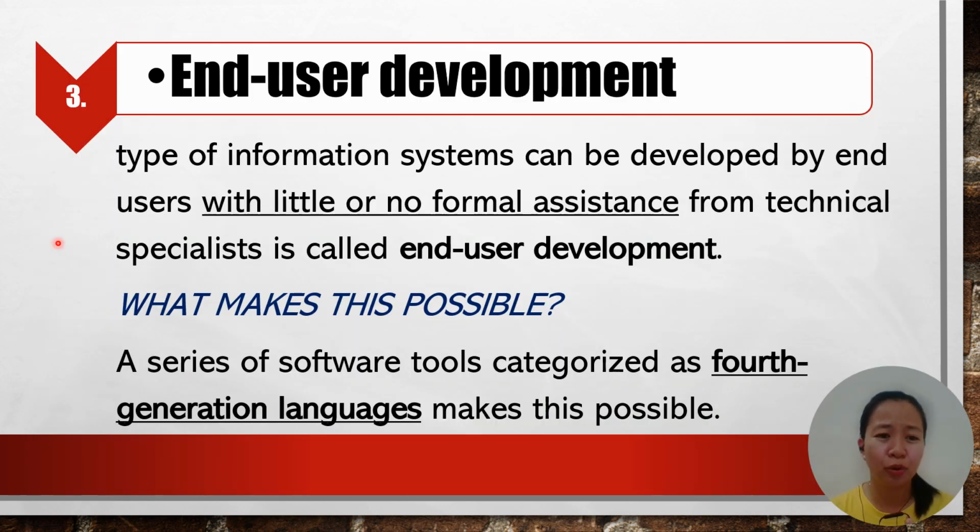So another approach is end user development. This type of information system, which can be developed by end users with little or no formal assistance from technical specialists, is called end user development. So what makes this possible? A series of software tools categorized as fourth generation languages makes this possible. So familiar siguro kayo dito sa end user development, yung fourth generation languages.